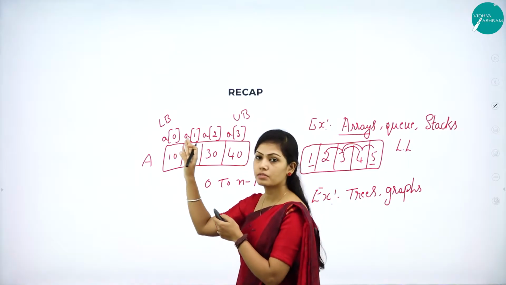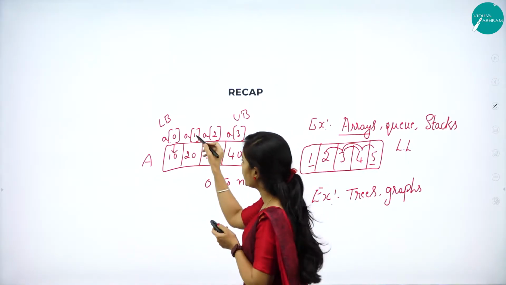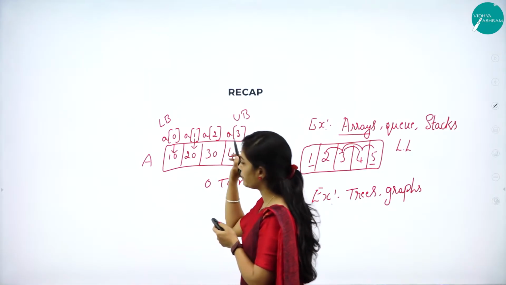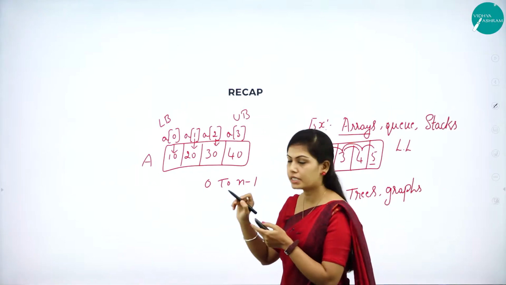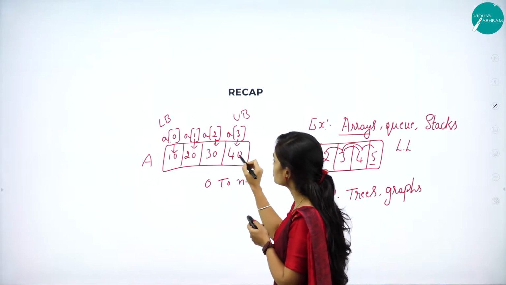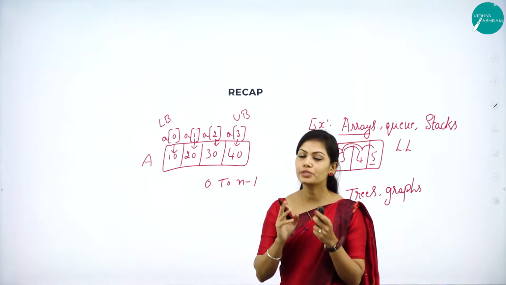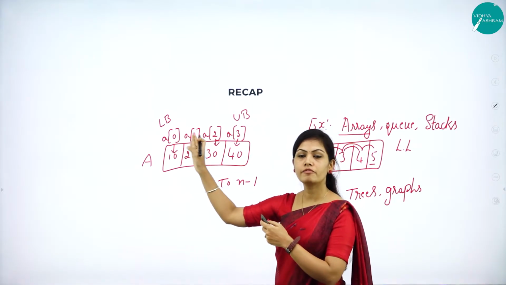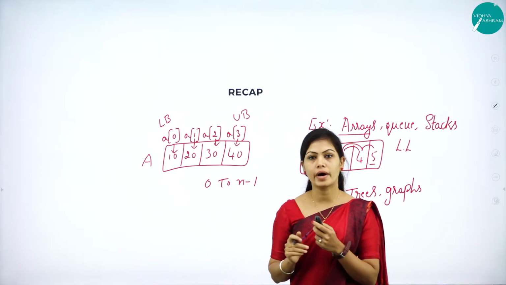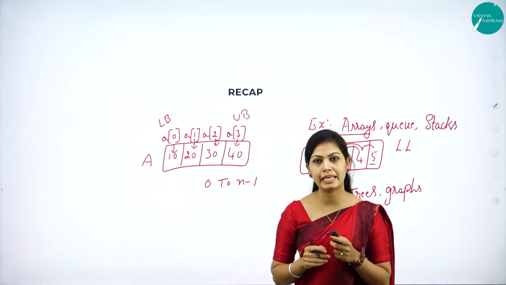And array values: a of 0 is the position of the element 10, a of 1 is the position of the element 20, a of 2 is the position of element 30, and a of 3 is the position of element 40. So this is the way we can visualize an array. We have a number of elements and some index values. So array can hold more than one element.